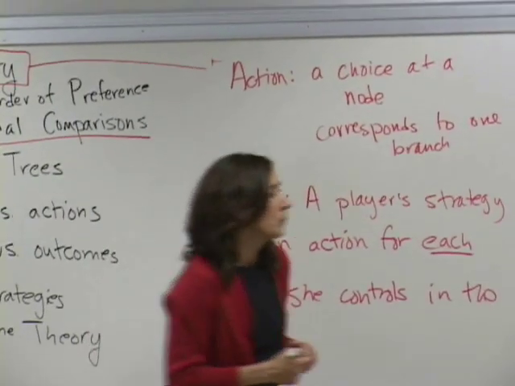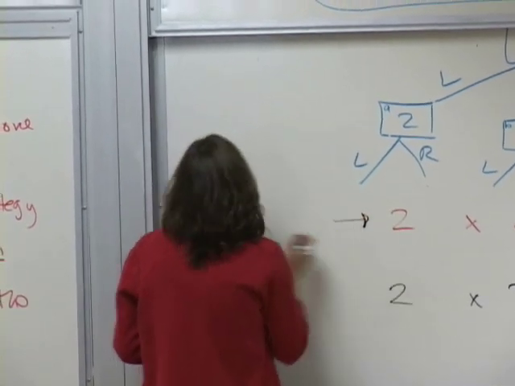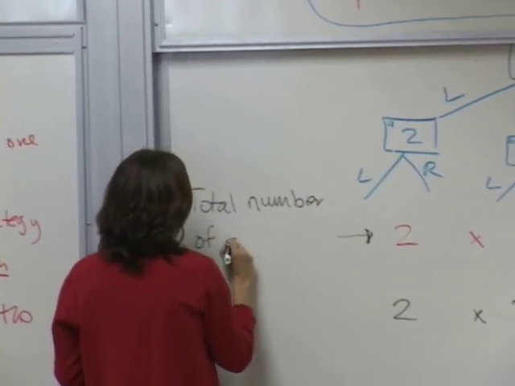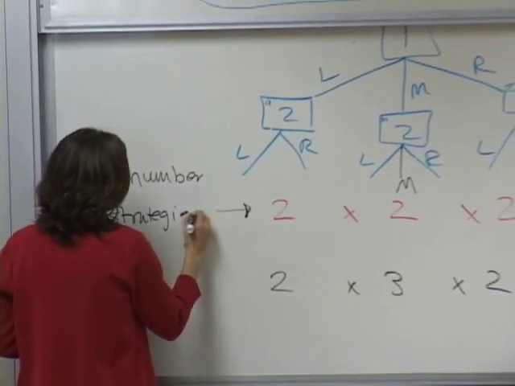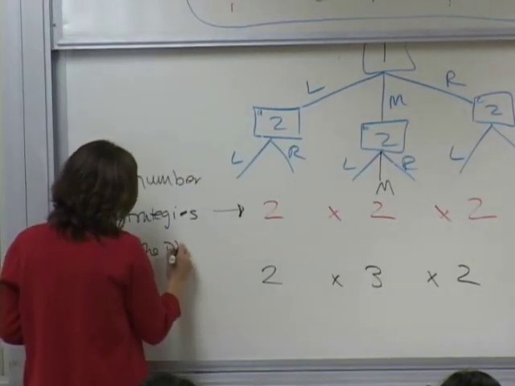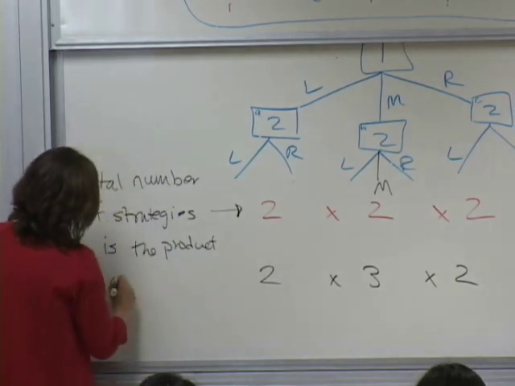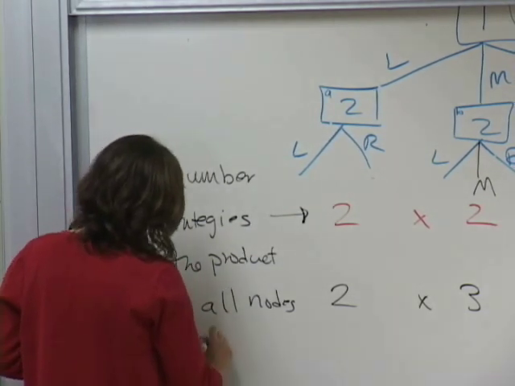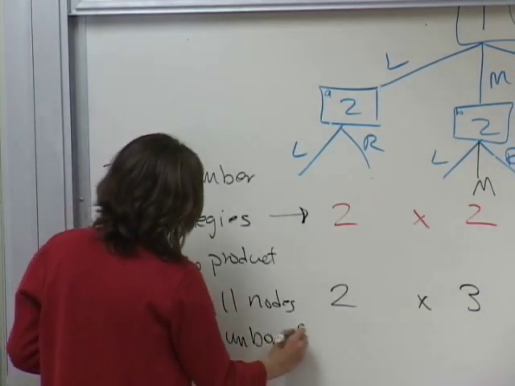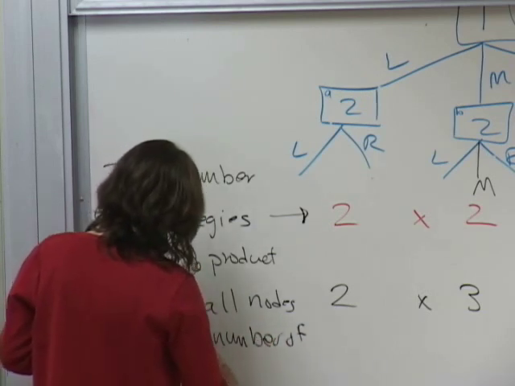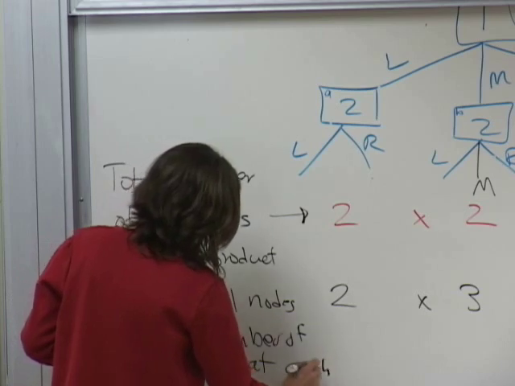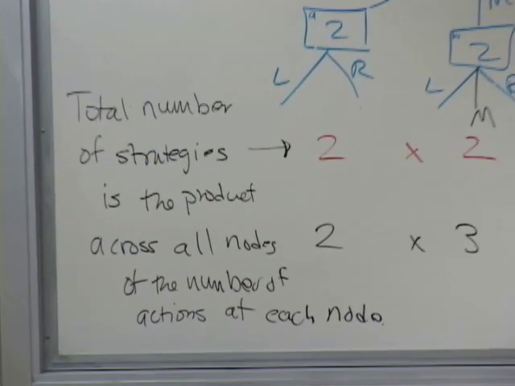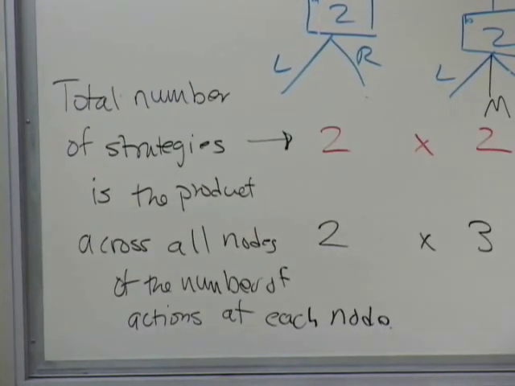The total number of strategies is the product across all nodes of the number of actions at each node. Okay. This looks weird, doesn't it?